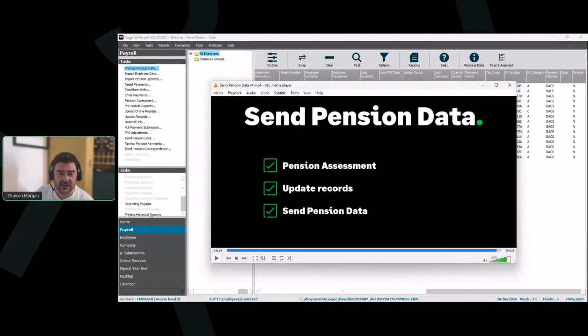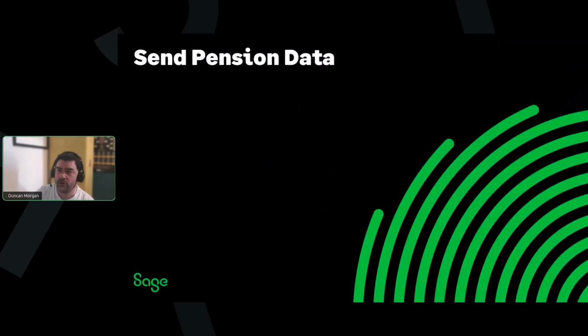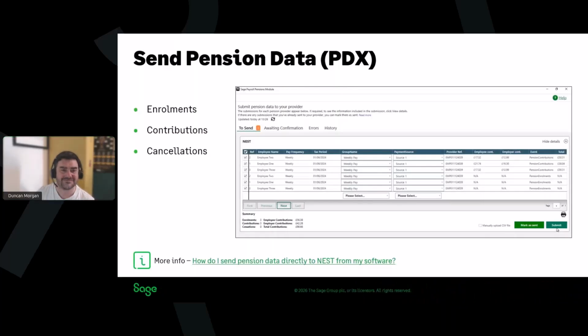So let's just bring the slides back up to give you a quick recap of what that all does. It is used to send enrolments and contributions mainly, but if you do have employees that have left the pension scheme and you've processed an opt-out or leave request, it would also send cancellation information to your provider. Once it is sent, you can then view the details within the history tab. And if you do happen to get any errors, this next section might help you to troubleshoot what is going on.